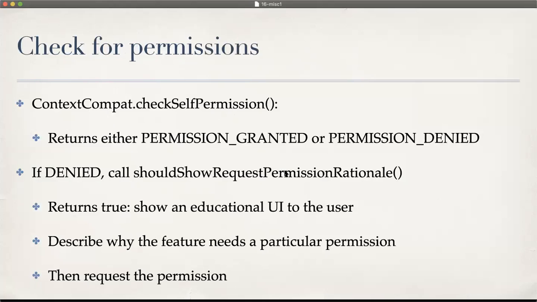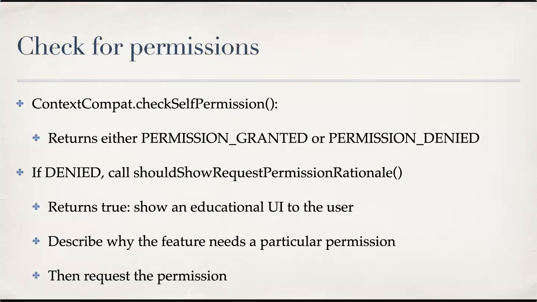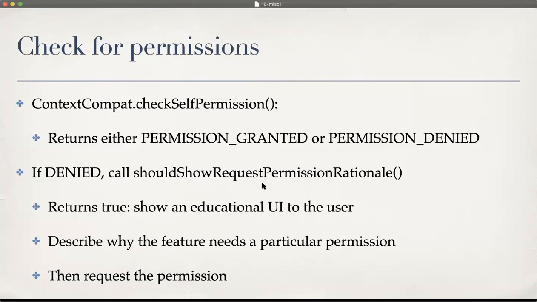How do you do that? How do you check for permissions? There is a call on the context called check self permission. It either returns permission granted or permission denied. If it's granted, of course, go ahead and execute the code that required that permission. If it is denied, then call should show request permission rationale. It returns a boolean, either true or false.